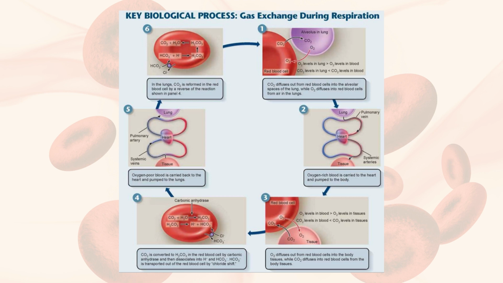For panel number 4, the carbon dioxide is converted to carbonic acid in the red blood cell by carbonic anhydrase, and then dissociates into hydrogen ions and bicarbonate. Bicarbonate is transported out of the red blood cell by chloride shift. Next, the oxygen-poor blood is then carried back to the heart and pumped to the lungs. Lastly, in the lungs, carbon dioxide is reformed in the red blood cell by a reverse of the reaction in panel 4.